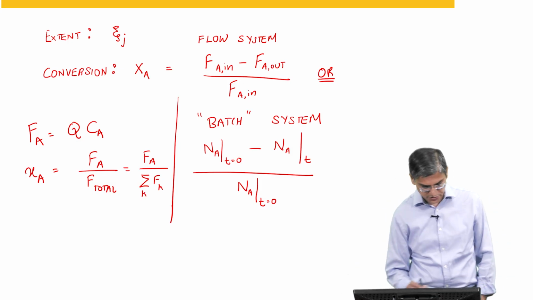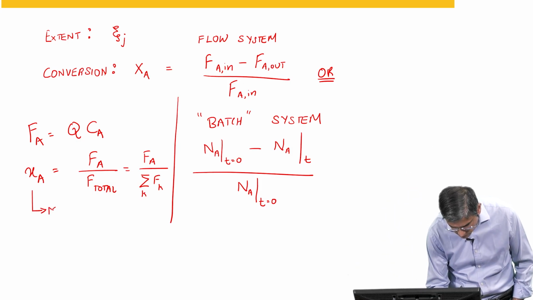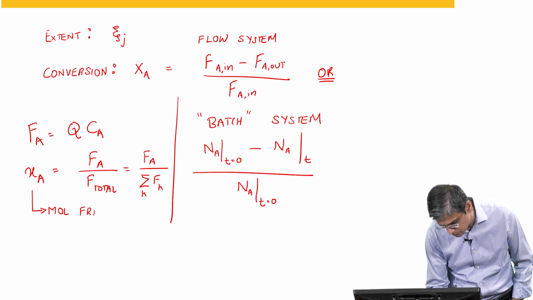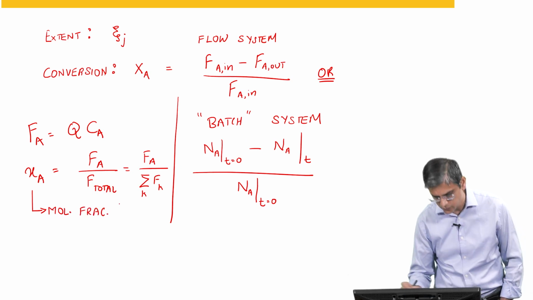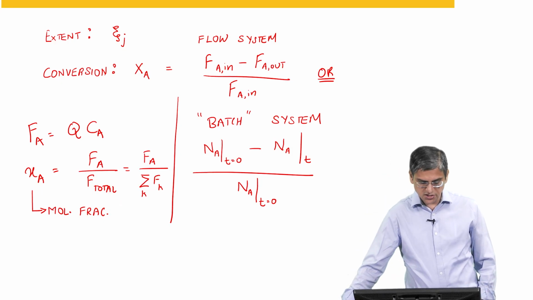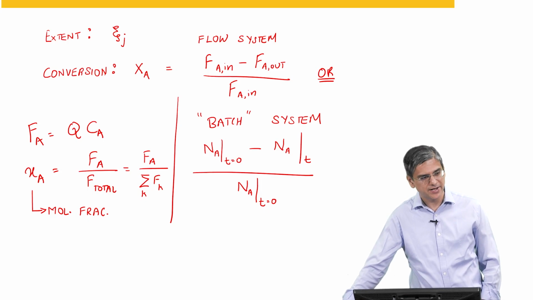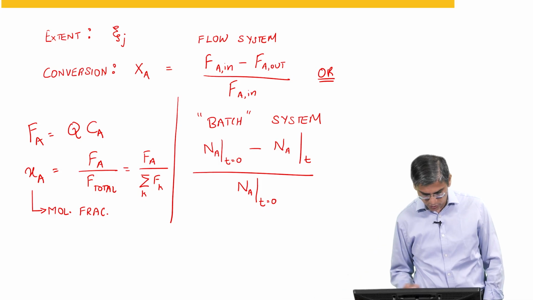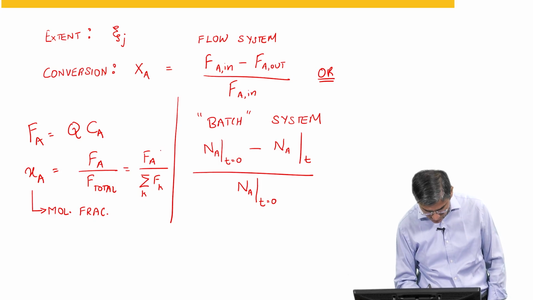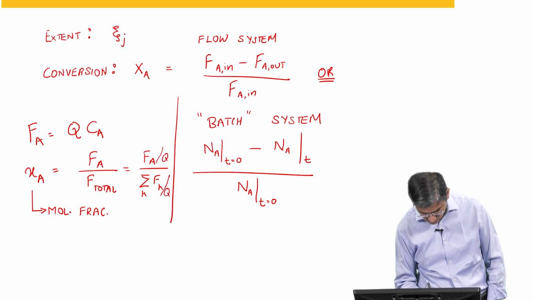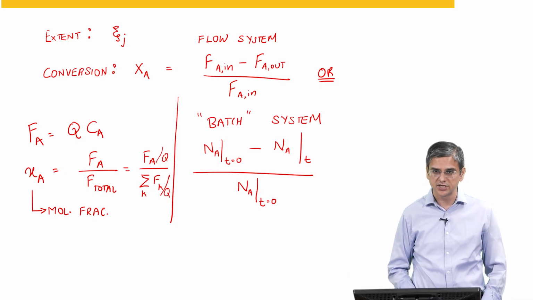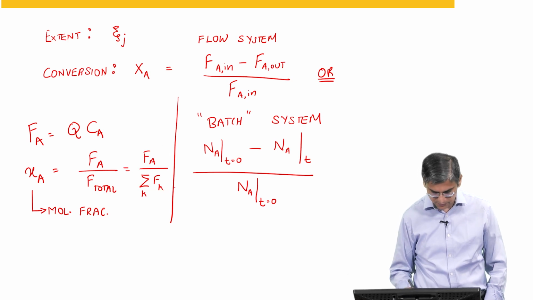And this is the mole fraction. Mole fraction is also equal to Ca divided by the summation of Ck. Why does this work? Because you can multiply and divide the numerator as well as the denominator with Q. In this case if you divide by Q, you will get Ca in the numerator and the summation of Ck in the denominator. That is how this works.